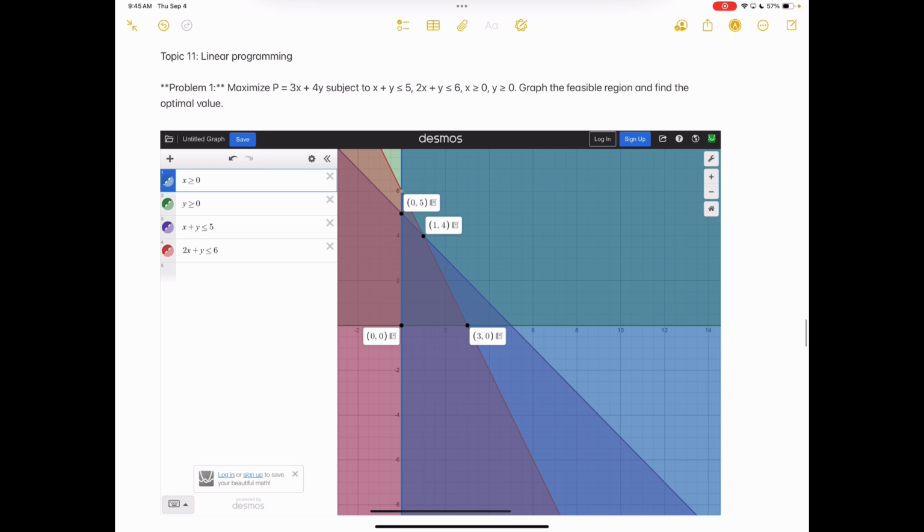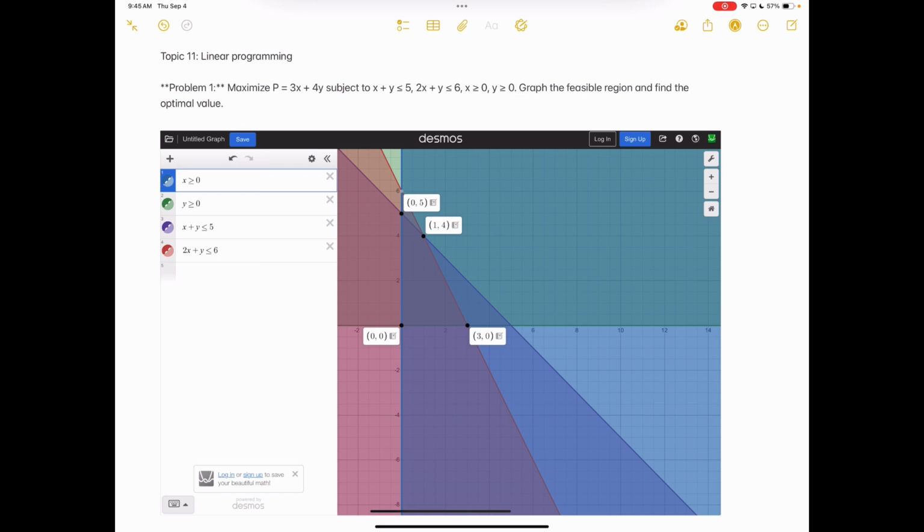So linear programming. Linear programming is something that is used a lot on real life scenarios because it does help us maximize profit or minimize cost. So what you do is you have these constraints, you have these different things. We'll build some inequalities in just a second. And you graph it, and then you plug it into what they call the objective function. Our objective here is to maximize this P equals 3x plus 4y.